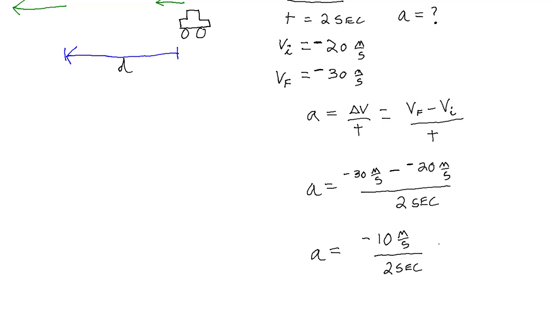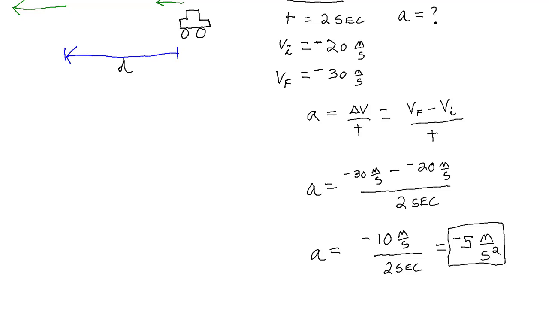All right, so negative 10 divided by 2 is negative 5. And again, we said the units for acceleration are meters per second squared. So here's our answer. Now, I want to tease out what this means. So we have negative 5 meters per second squared.